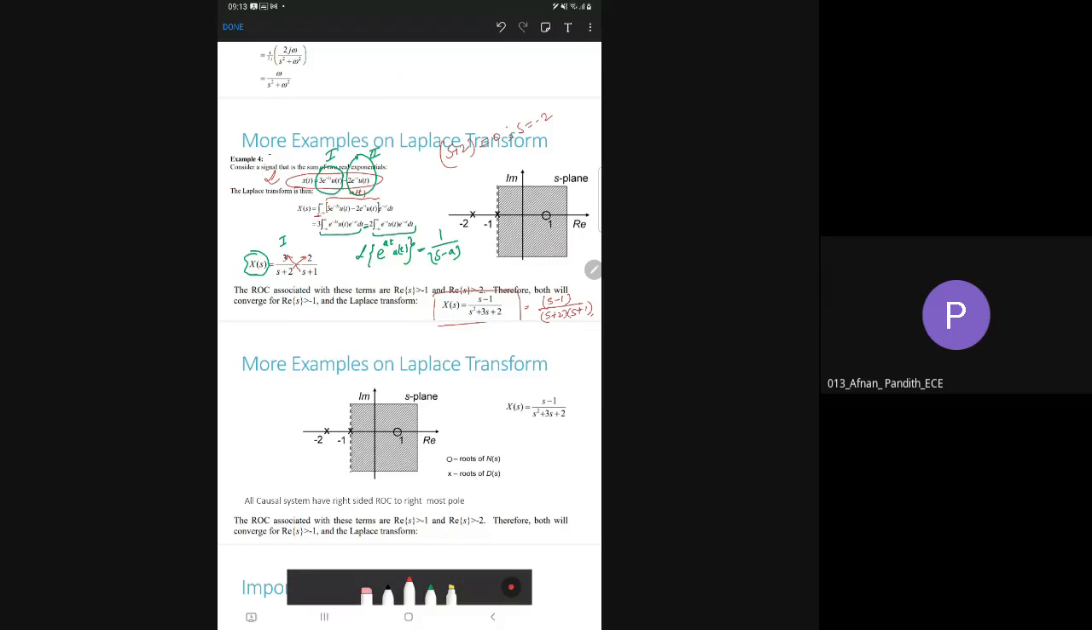ठीक है बेटा. So we have two poles, s equal to -2 and s equal to -1. But we also have a zero. ठीक है, s equal to +1 जो न्यूमरेटर में है.